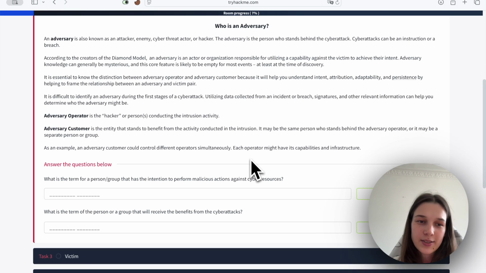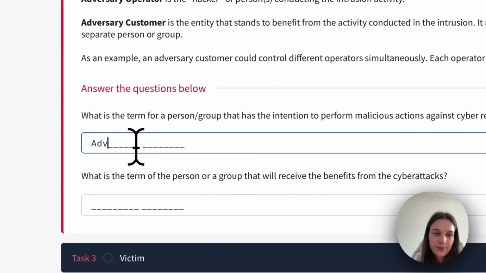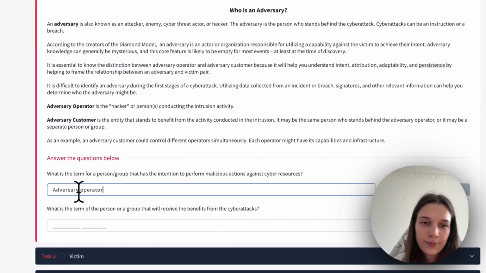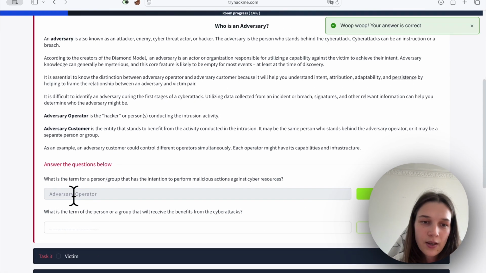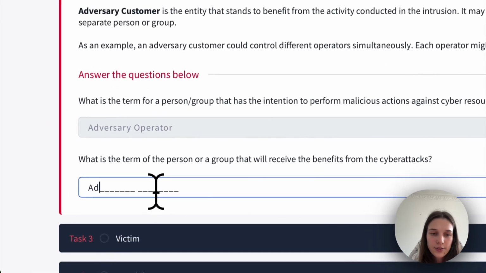So what is the term for a person or group that has the intention to perform malicious actions against cyber resources? So it's adversary operator. Which is the term for the person or group that will receive benefits from the attack? So it's adversary customer.